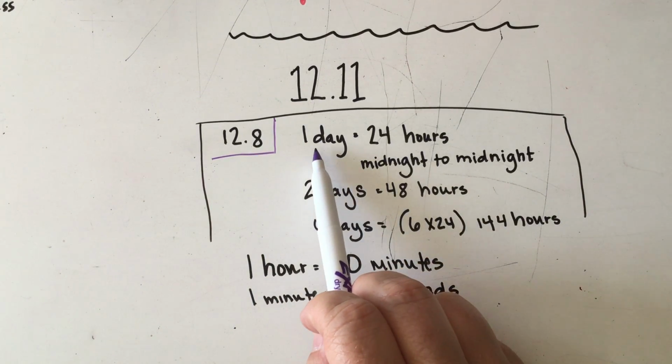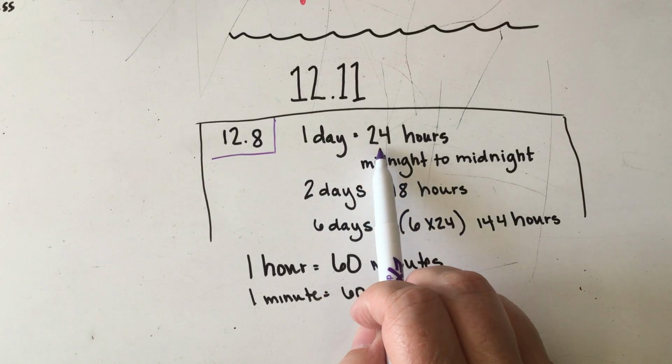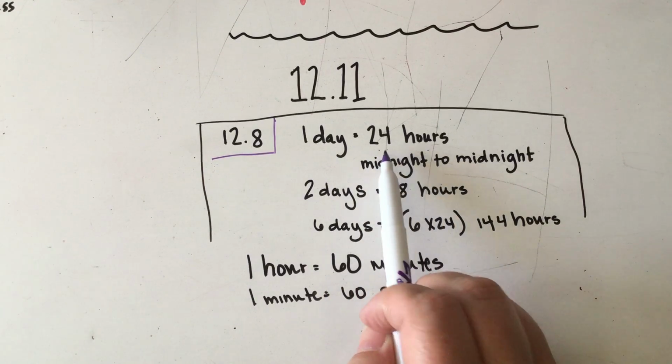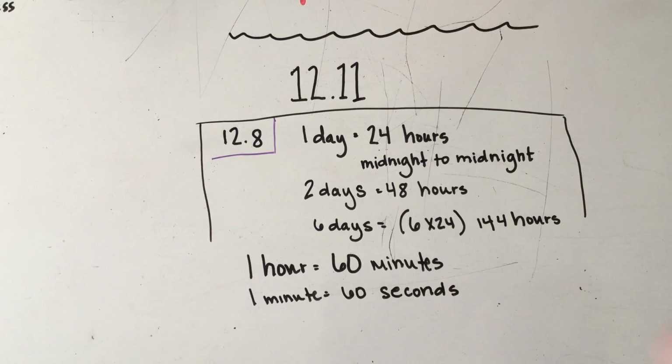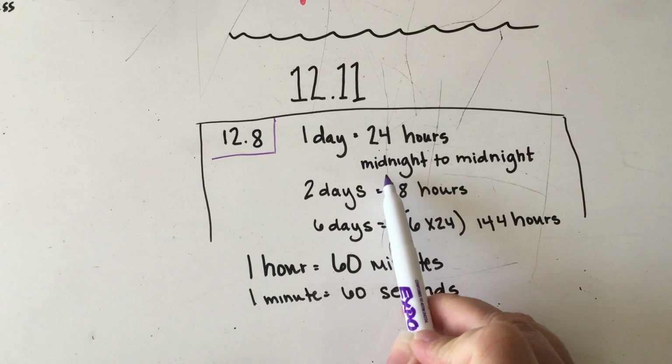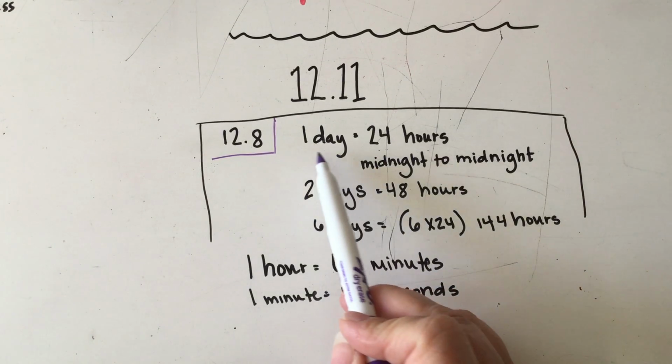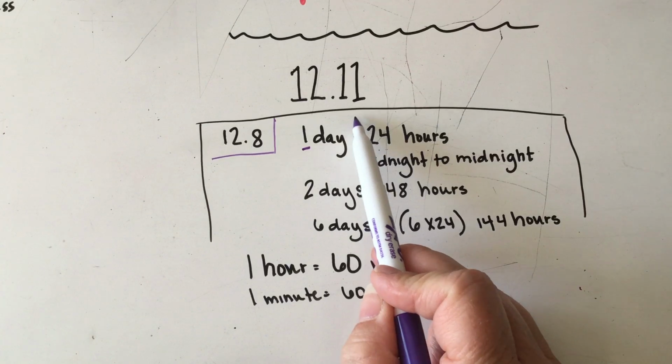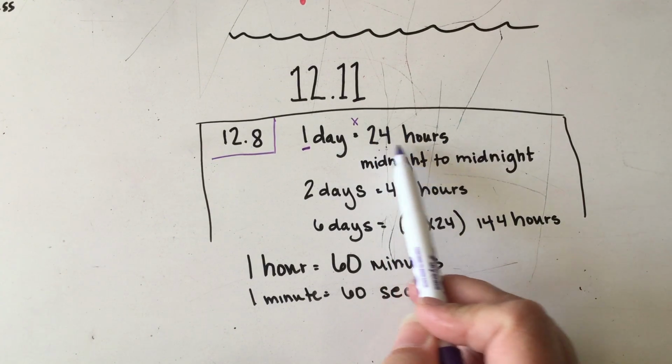So, one day has 24 hours in a day. That means from midnight to midnight the next night is one full day. And in that full day is 24 hours. Okay? So from the start of a day to the end of the day is 24 hours. Midnight to midnight. So if you think about it, however many days you have, you're just going to multiply it by 24 to get the hours.